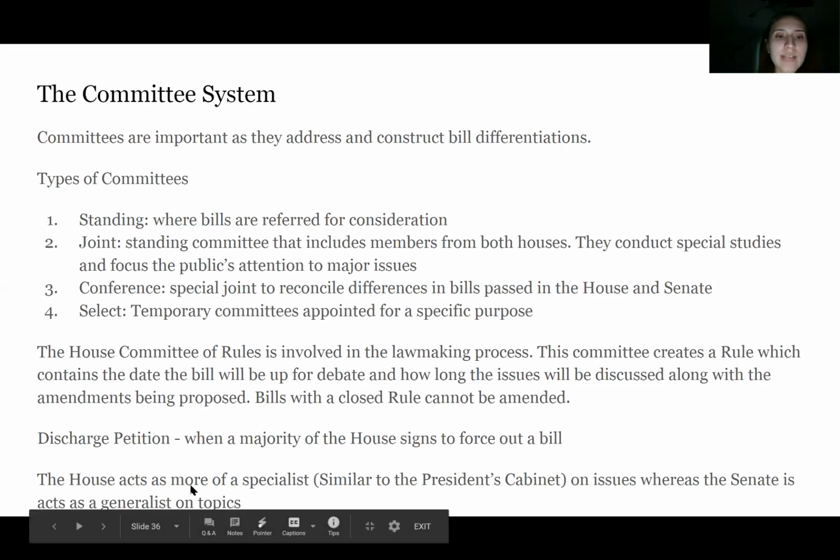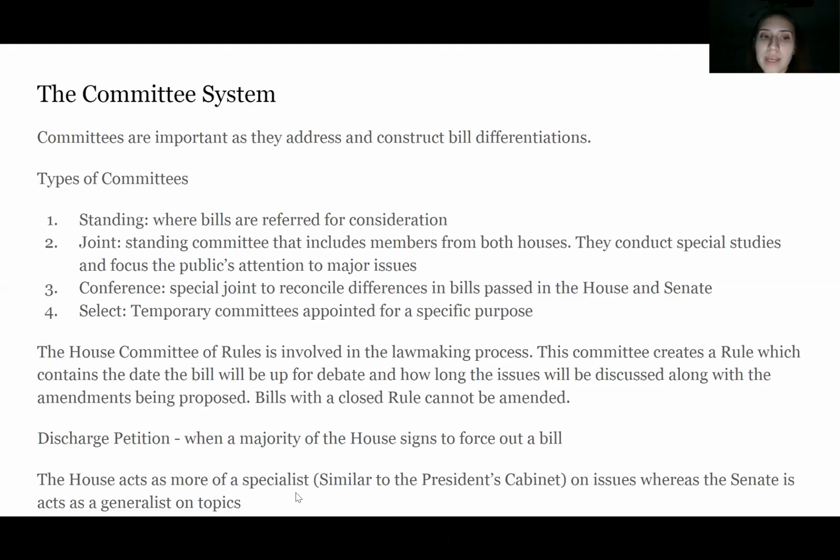Here we have the House acts more of a specialist, similar to the President's cabinet on issues, whereas the Senate acts as a generalist on topics. So oftentimes you'll see representatives who are specialized in specific areas or are passionate about specific topics, whereas Senates need to be more broad and general and represent an array of issues.